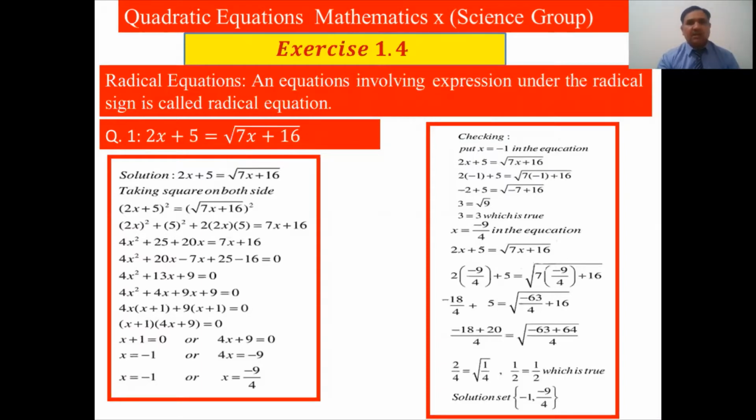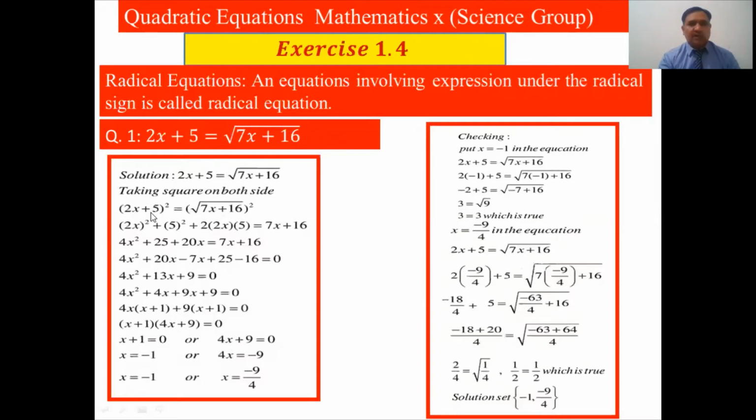So let's start solving question number 1. Question number 1: 2x plus 5 is equal to square root of 7x plus 16. Solution: now we have to remove this radical sign. How can we remove it? We just have to take the square. So taking square on both sides, after taking the square we have this type of expression.